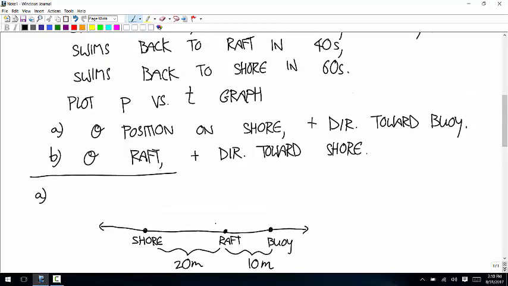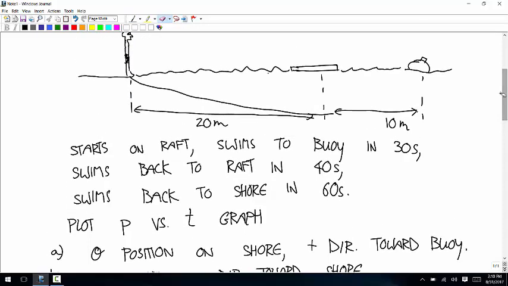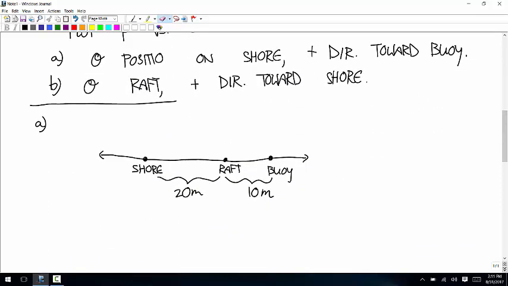And now I'm going to show his motion along this line. So what does it say he does? He starts out on the raft and goes to the buoy in 30 seconds. So he starts here, and it takes 30 seconds for him to get here. So I'll write that as 30 seconds. The path from this dot to this dot is 30 seconds. And then he comes back to the raft in 40 seconds. And then from the raft, he goes back to the shore in 60 seconds.